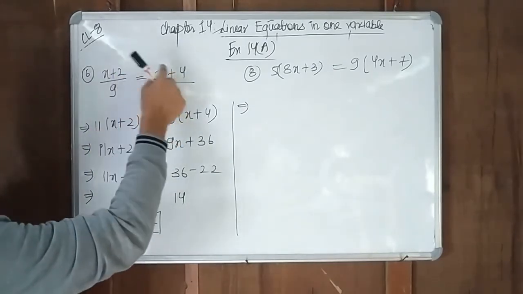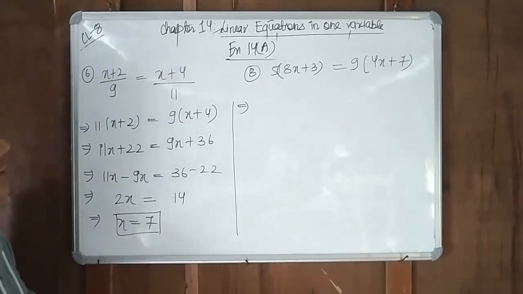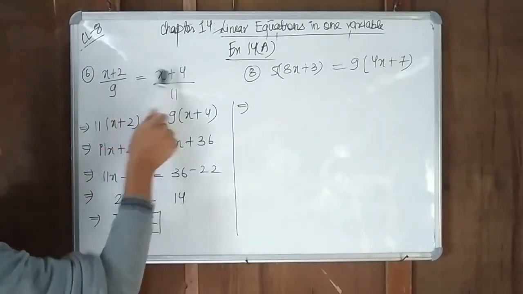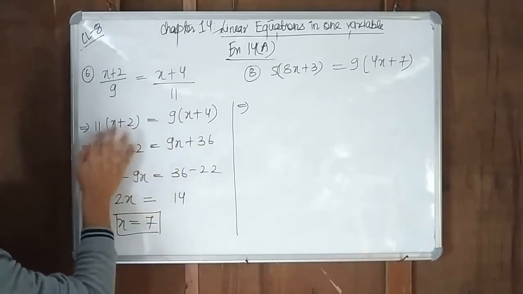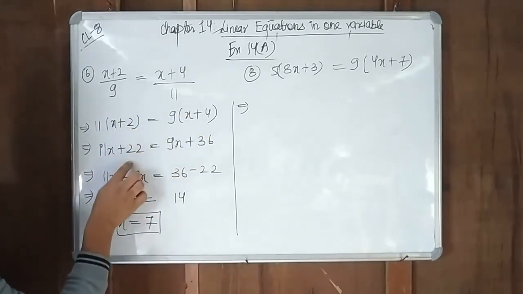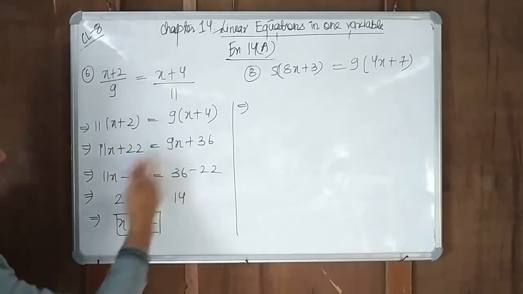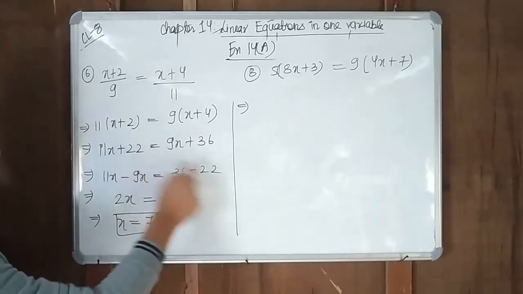The power of x is 1 and the variable out here is only x. So simplify it. How? Cross multiplication. 11 into this, 9 into this, which is this. Now open the brackets. 11x plus 22, 9x plus 36. Okay, now the basic algebra calculation. 11x minus 9x, 36 minus 22.